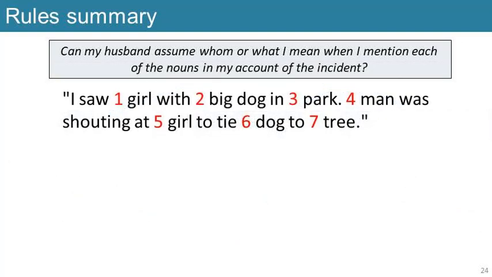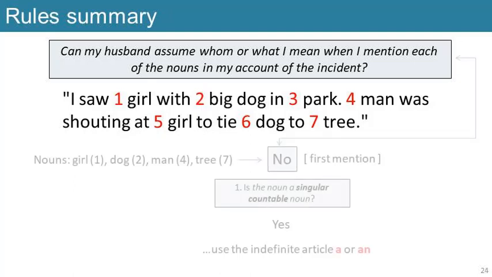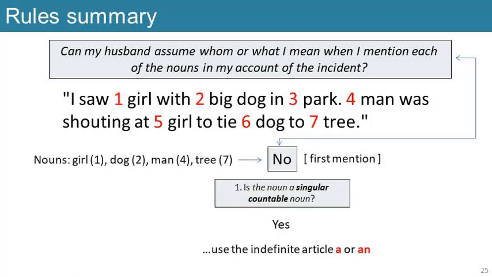Okay, let's apply the flowchart procedure from the previous slides to decide which article, if any, is needed in each of the spaces indicated by the numbers in this text. Here is the analysis. First, the question. Can my husband assume whom or what I mean when I mention each of the nouns in my account of the incident? Now the answer.